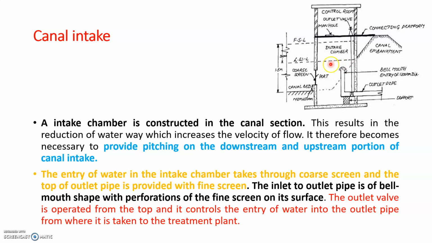So next, a canal intake. This canal intake is built in the canal body itself. Okay, and what they say here is, when you build an intake structure in a canal body, it reduces the flow of water and increases the velocity. That's a major point, because it is providing an obstacle in that canal itself. Okay, so what we do is we provide pitching on both the upstream side and the downstream side. We have screens over here, coarse screens and very fine screens.